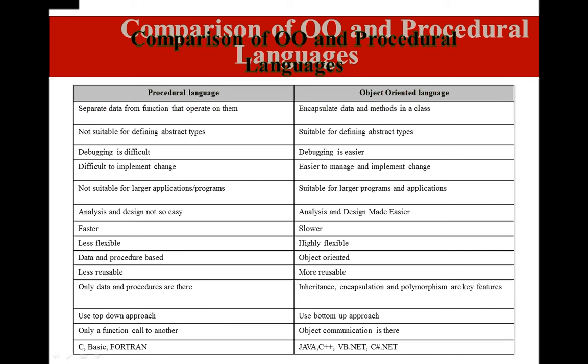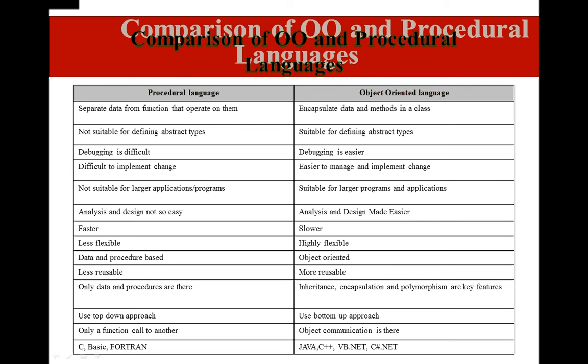And in procedural languages, debugging is very difficult, whereas in object-oriented programming, it is easy to debug. And of course, it is difficult to implement changes when you want to enhance the features of existing software which is written in procedural languages. It is very difficult to do, whereas it is easier to manage and implement new features.